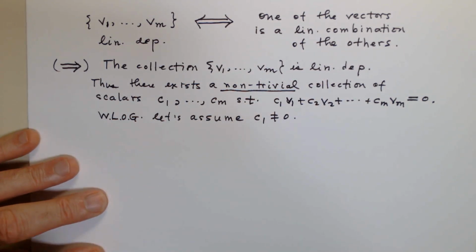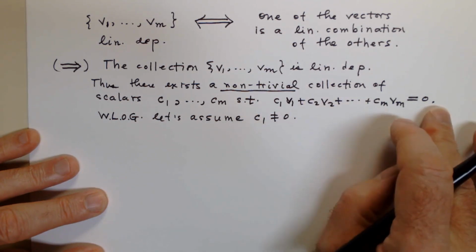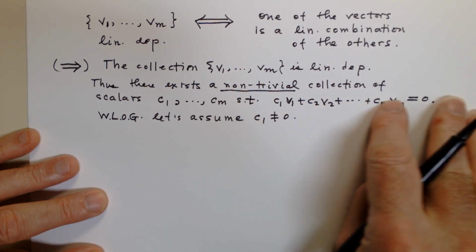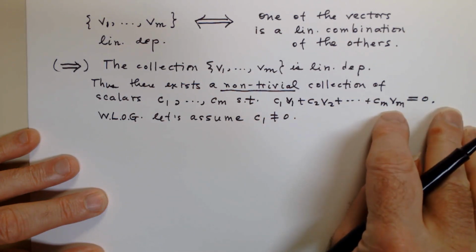All right. And what we're going to do is we're going to use the fact that these are summing to the zero vector. We're going to move all of these other vectors except for C1 V1. We'll move them all to the right-hand side.